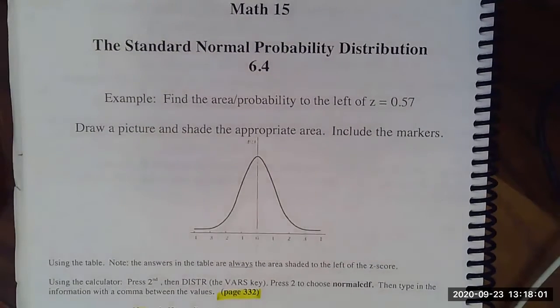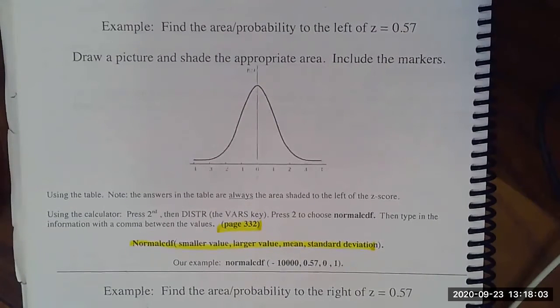Page 332 is another place to find your instructions. At the end of each section, there's calculator instructions. At the back of our packet, there's 3 or 4 pages that have very detailed calculator instructions. There are also YouTube videos, if you want to ask, how do I do this on my 83 calculator with normal?